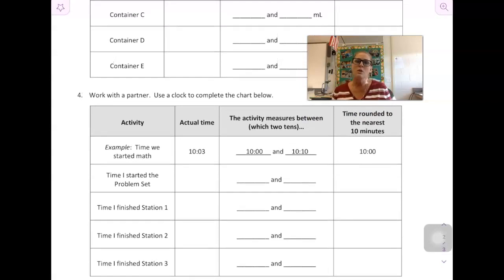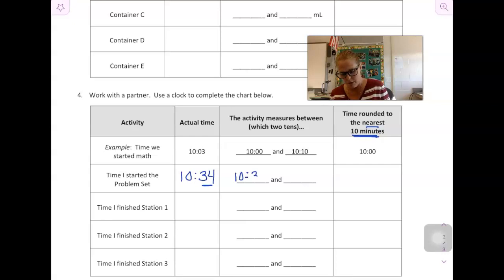In number 4, we're talking about rounding to the nearest 10 minutes on a clock. And it's okay if you need to look at a clock to do some of these. Okay? So let's say that the time I started the problem set was 10:34. So our hour is not going to change on here. We are still in the 10 o'clock hour. What we want to pay attention to is our minutes. What minutes, what 10-minute segments does 34 come in between?